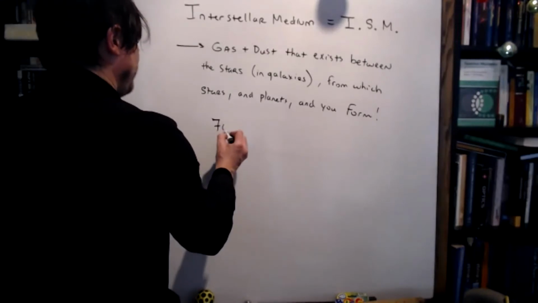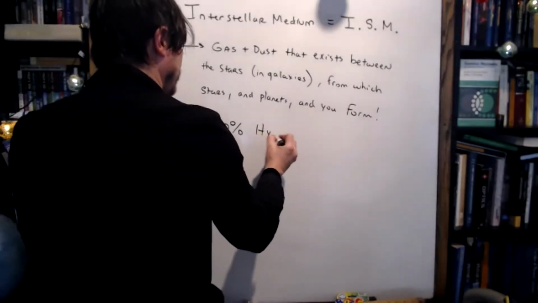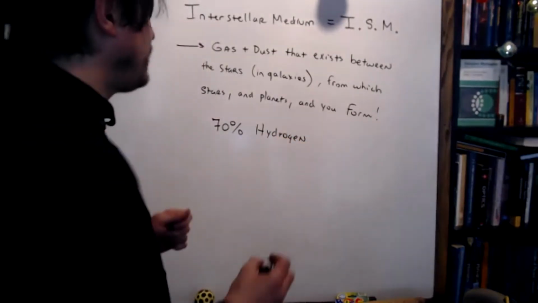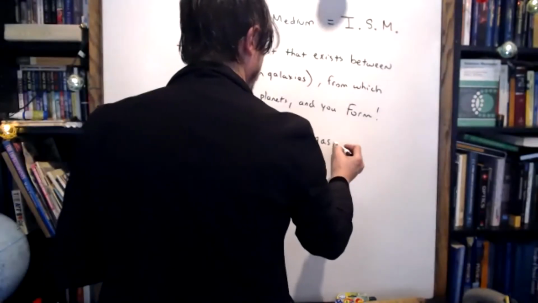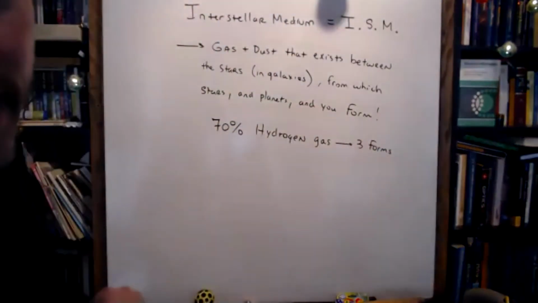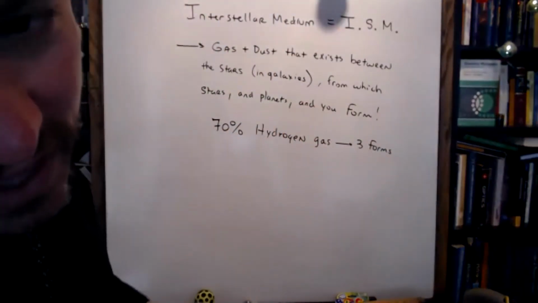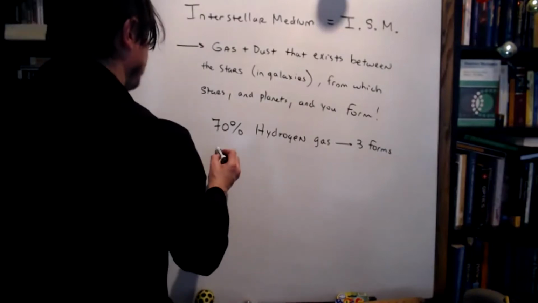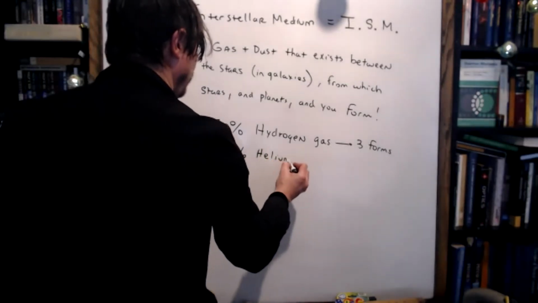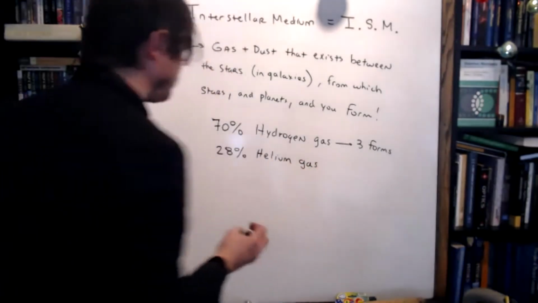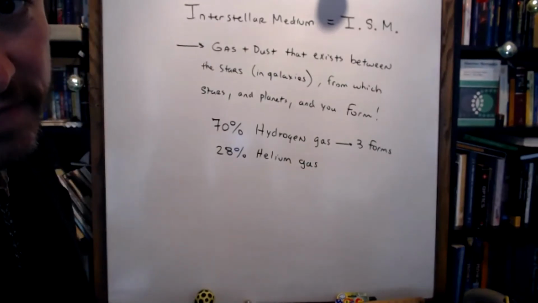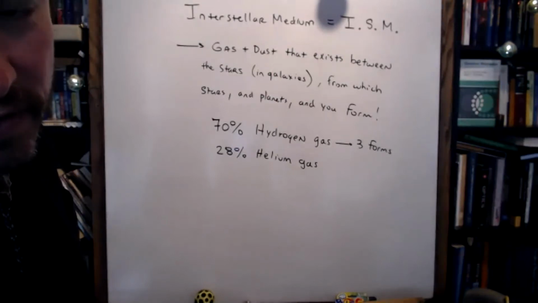So first, we have 70% in the form of hydrogen gas. And the hydrogen gas actually takes 3 different forms, but I'm going to come back to that later. I just want you to know that not all hydrogen gas is the same. Then 28% of the interstellar medium is in the form of helium gas. And you guys remember what we called the remaining 2% elements of the sun, right? What do we recall? What do we call them?